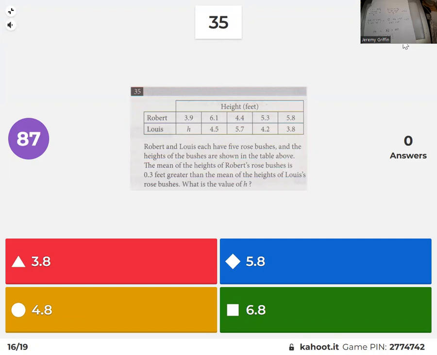Oh, we got height in feet. Okay, Robert and Lewis each have 5 rose bushes, and the heights of the bushes are shown in the table. The mean of the heights of Robert's rose bushes is 0.3 feet greater than the mean height of Lewis's rose bushes. What is the value of H, which is Lewis's mystery rose bush?